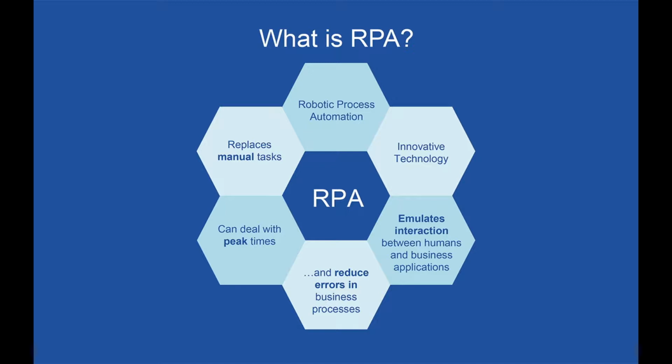UiPath accomplishes that by emulating the interaction between humans and business applications. This means that the robots can open and close applications, navigate through a menu, perform clicks and selections, switch between several systems, and take many more actions in a similar way that a human user would.